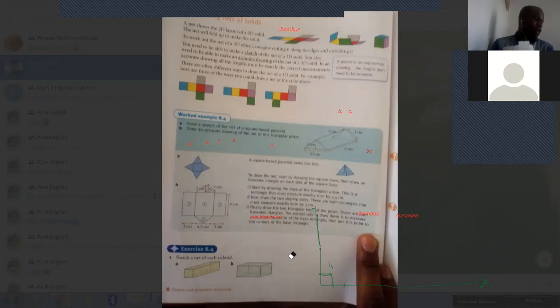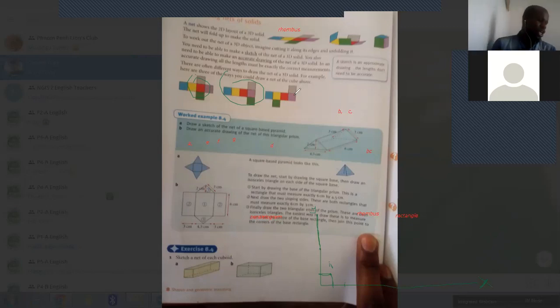For example, here are 3 of the ways you could draw a net of a cube. Here, this is a cube. You can see that it is drawn in different ways, isn't it? These are different ways, this way and this way. If you fold this, you realize that 1, 2, 3, 4 parts. This is 1, 2, 3, 4. They must be in a single line for me to be able to fold it like this, isn't it?